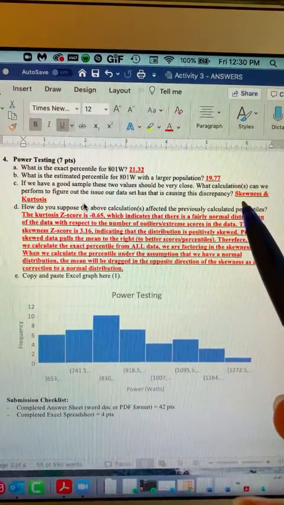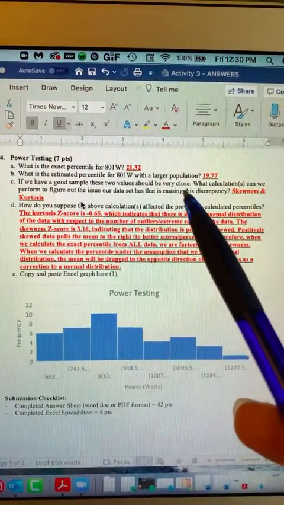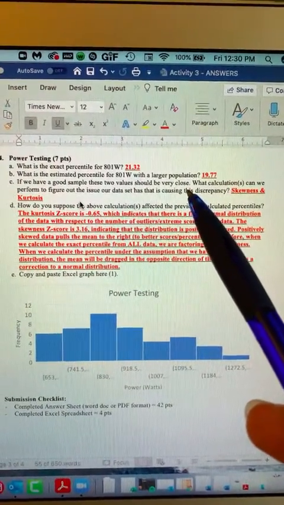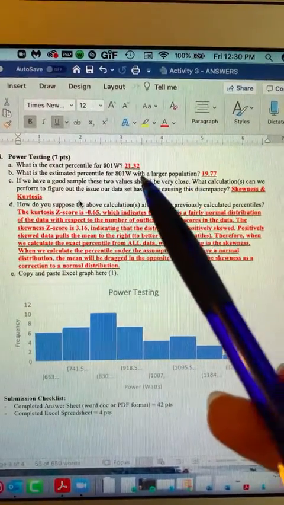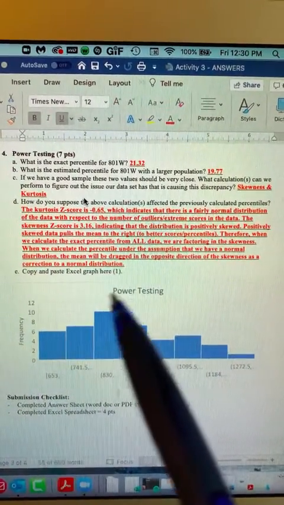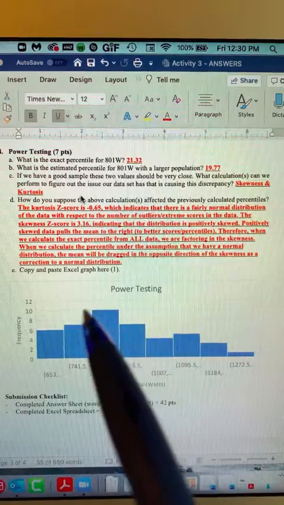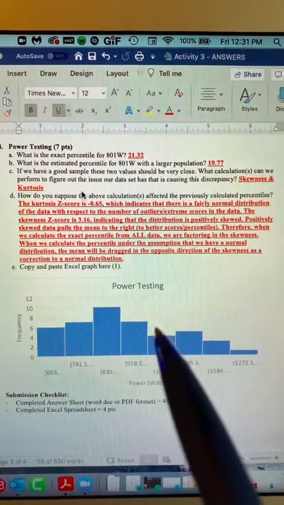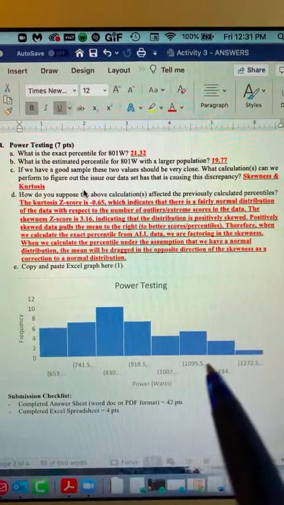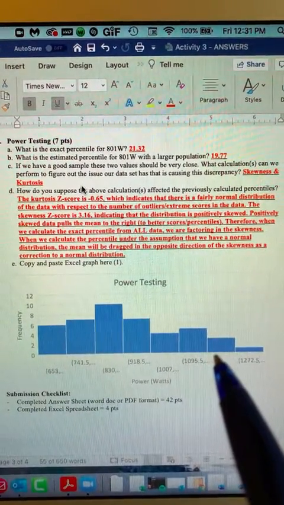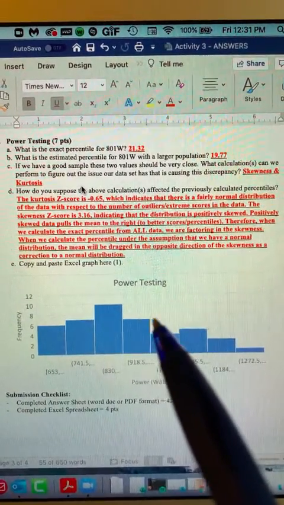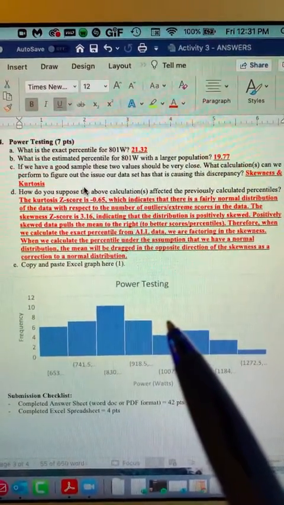So the answers to these questions, we want to look at why we have this discrepancy between these two percentiles. And just graphing this out, you should have seen that the data are positively skewed, meaning we have this tail on the right side of our data, meaning there's some outliers that are pulling the mean to the right, okay?